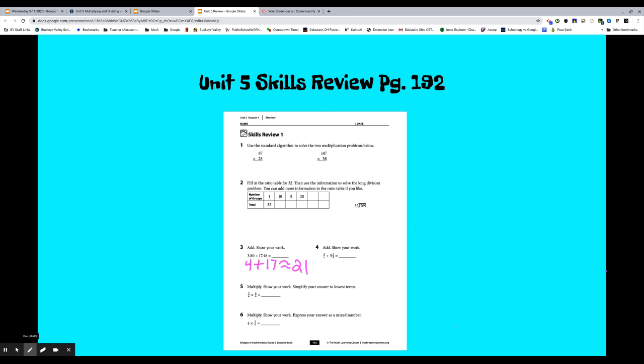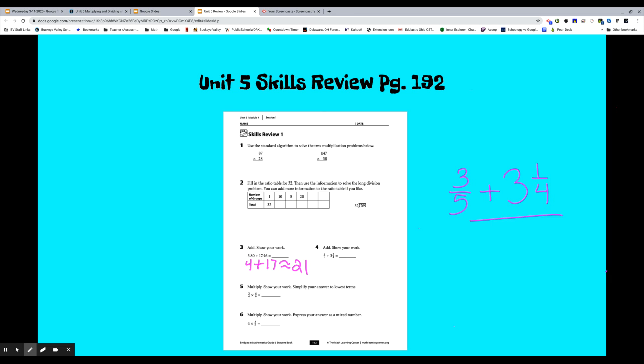Now, number 4, we are adding a fraction plus a mixed number. So I will do one quick example. I just don't want these to end up being too long. I'm going to do one quick example of a similar problem. So I'm going to say, let's say that I have 3/5, and I am going to add 3 and 1/4.